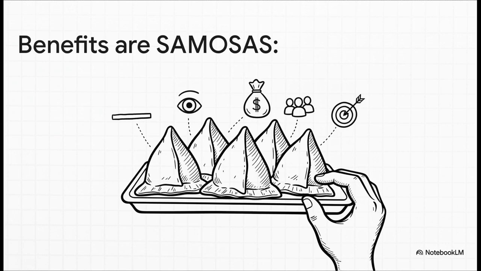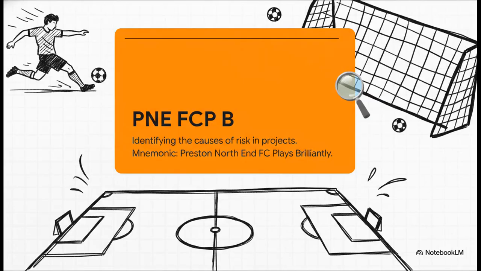You give one to your stakeholders to build their confidence. And these last two, they help you spot arbitrage and identify synergies. This isn't just theory. This is how you prove that good risk management isn't a cost. It's a massive strategic advantage. Remember, samosas. Okay, for our final acronym today, we're heading out to the football pitch.